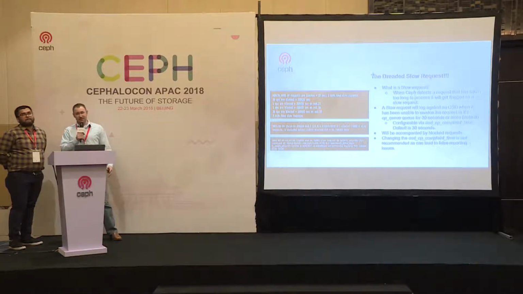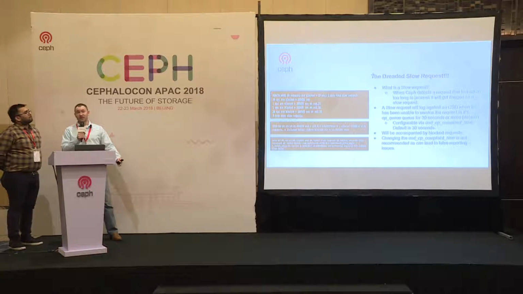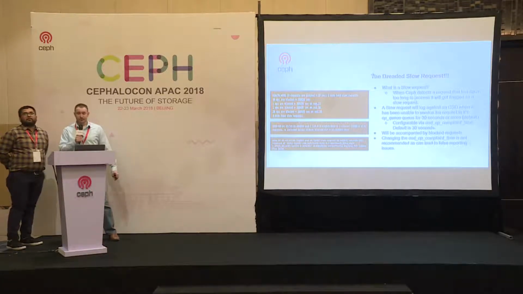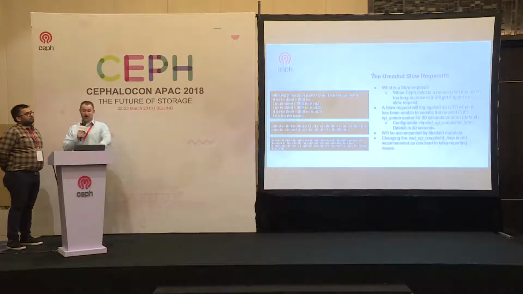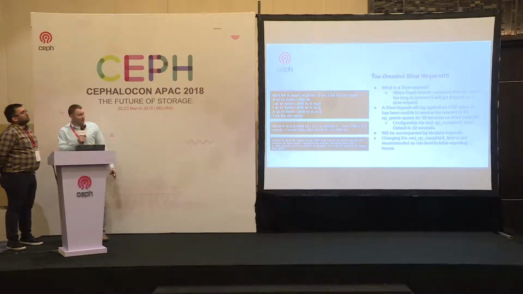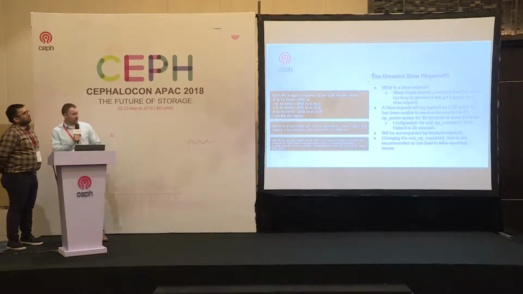Keeping it at 30 seconds is recommended, because if you decrease or increase this, you may see false positives, with slow requests being logged when there are actually no issues being seen by the end client server. Slow requests are always accompanied by blocked requests. For some examples of what you're seeing here, if you've been working with Ceph for a while, you'll be familiar with seeing these pop up every now and then, as sometimes scrubbing is occurring and we may see something like this.